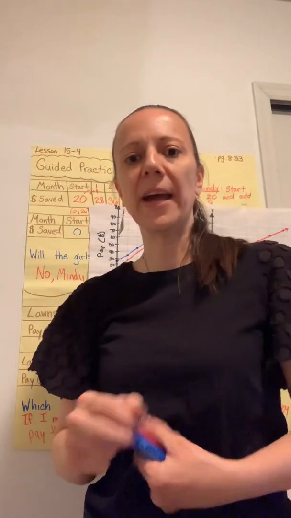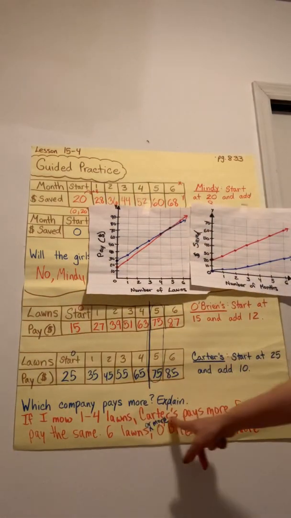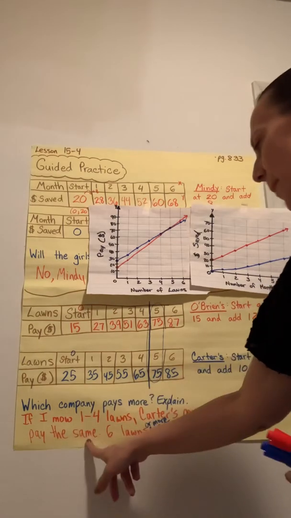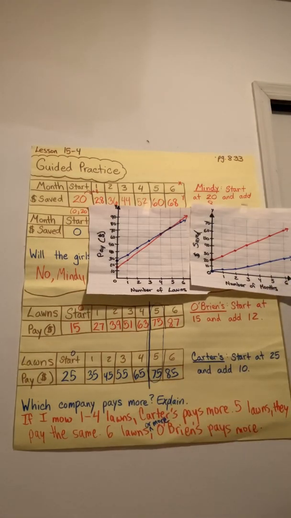All right, so there is my complicated answer. If I mow 1 to 4 lawns, Carter's pays more. 5 lawns, they pay the same. 6 lawns or more, O'Brien's pays more.